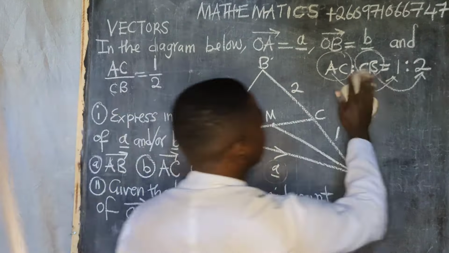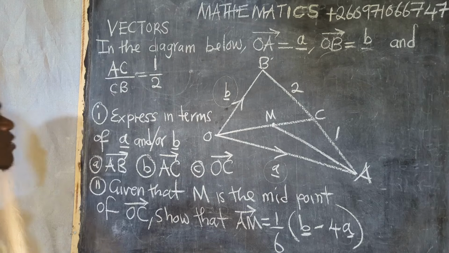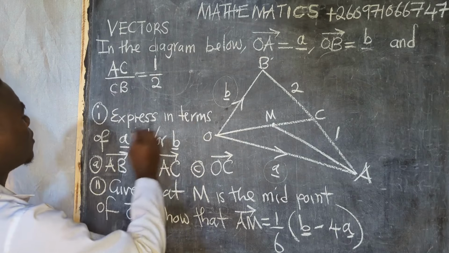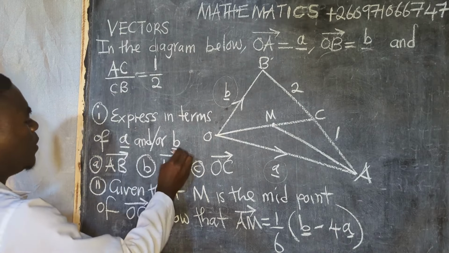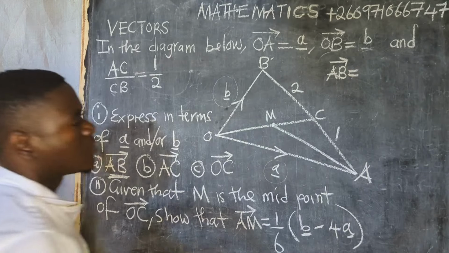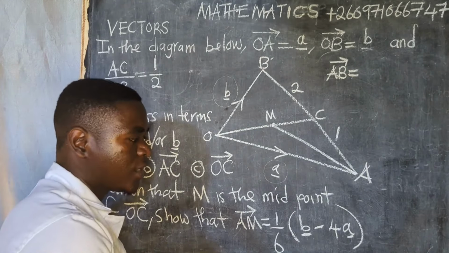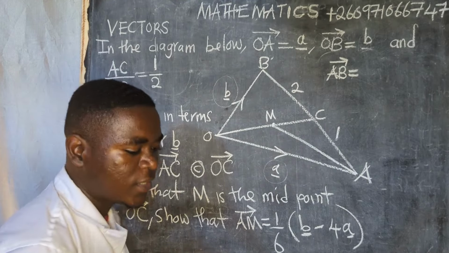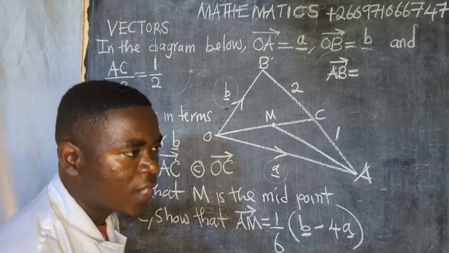So now, how are we supposed to answer this question? The first question is saying, express AB in terms of A and/or B. How can we answer it? We get to move in a triangle way, and we should just move 2 steps, 1, 2. How can you move from A to B in a triangle way?